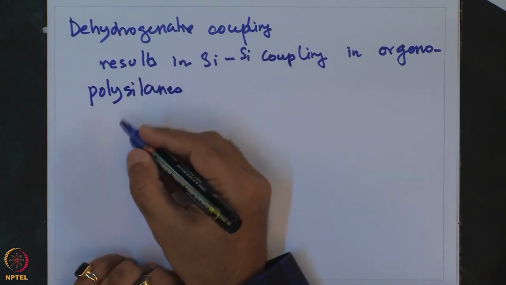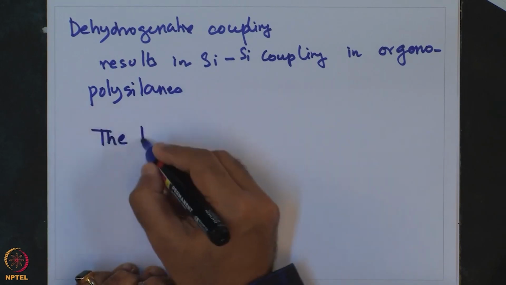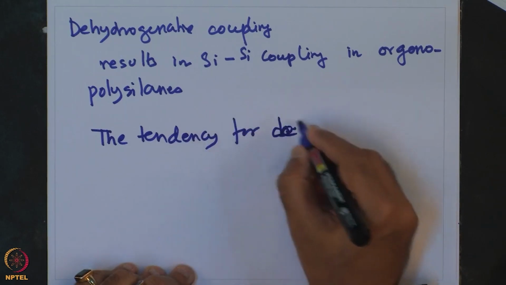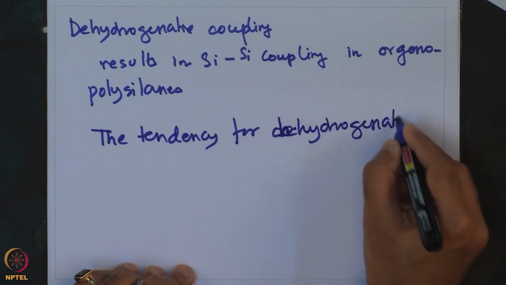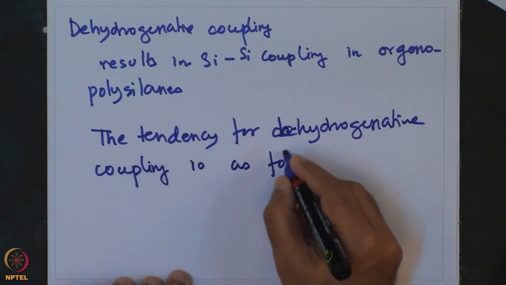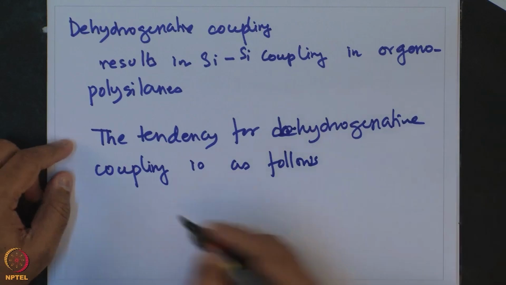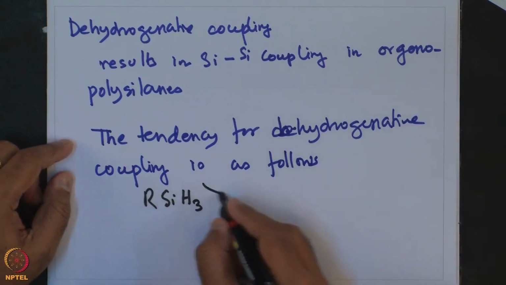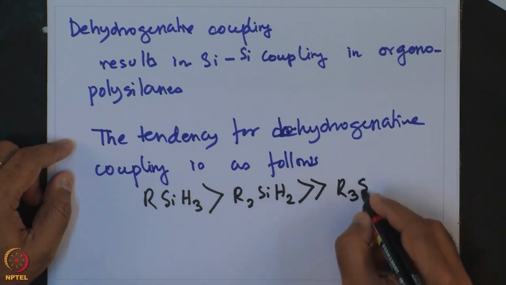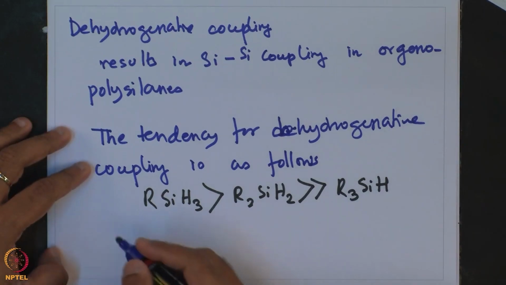The tendency for dehydrogenative coupling is as follows, which is RSiH3 greater than R2SiH2 greater than R3SiH, and the catalysts used in these cases are mixed Cp type, very interesting catalysts.